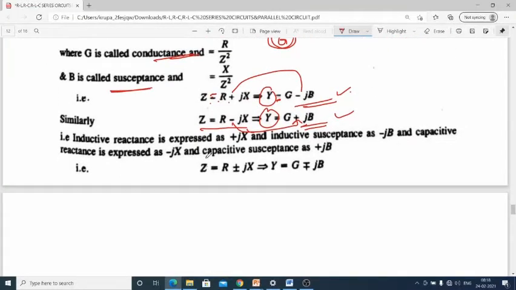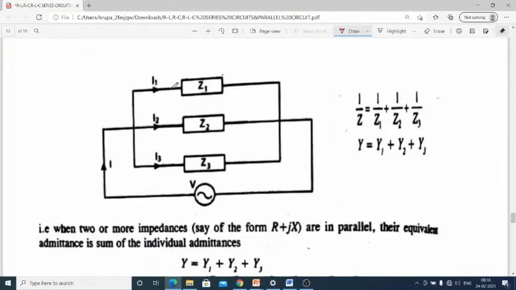Please keep this in mind. Inductive reactance is expressed as plus jX and inductive susceptance is minus jB. Capacitive reactance is minus jX, whereas in parallel network, capacitive susceptance is plus jB. So if Z is equal to R minus jX, then Y is equal to G plus jB.